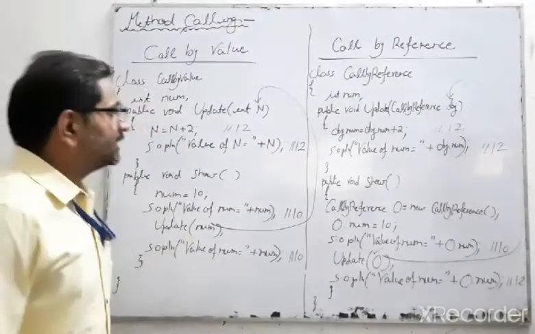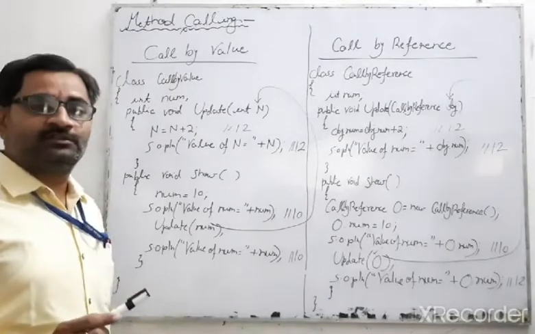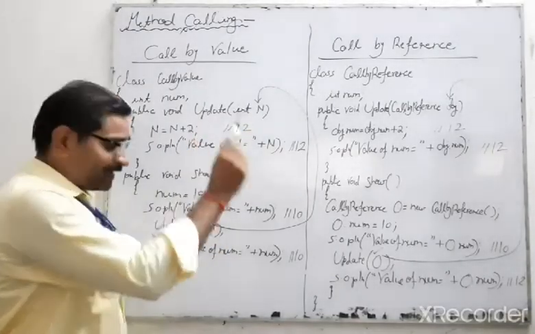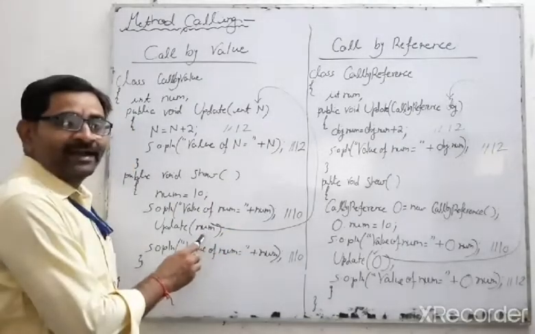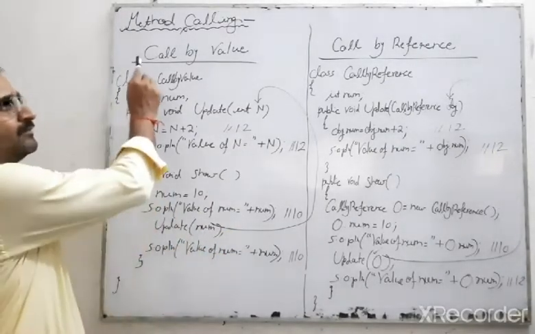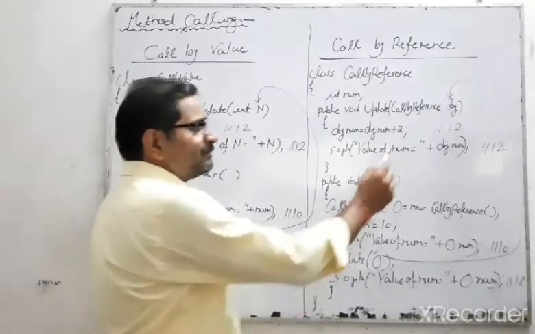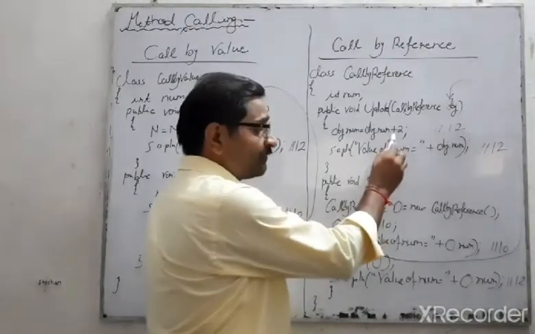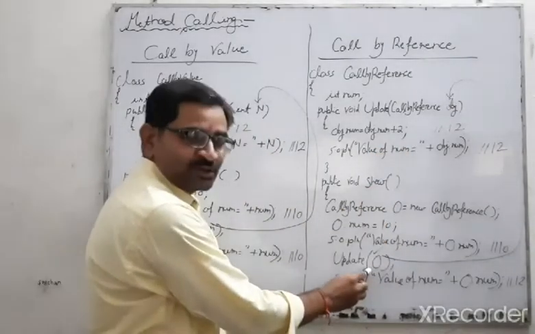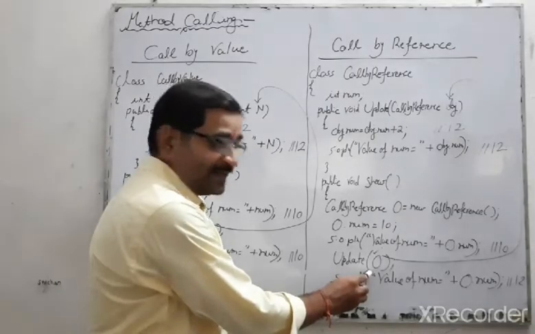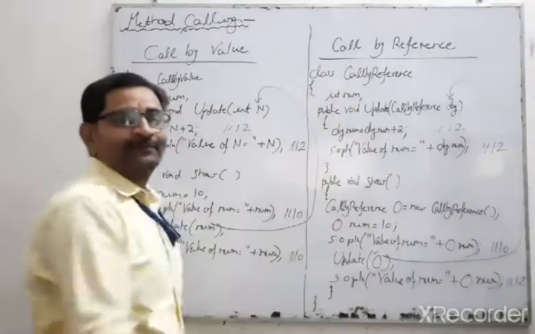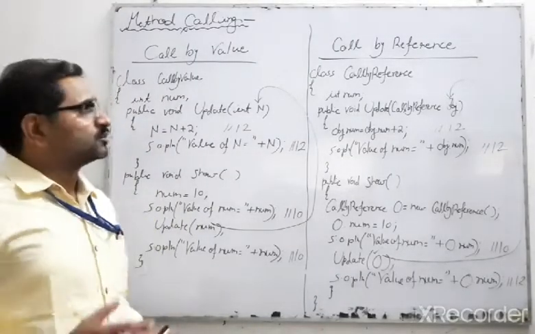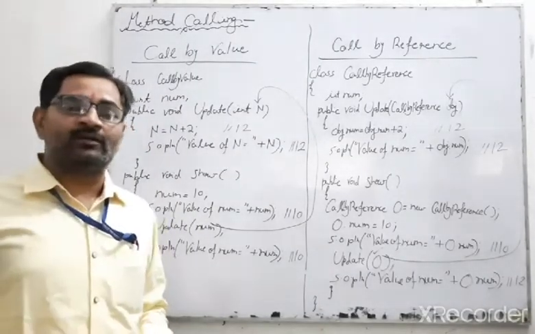So what is the conclusion? The conclusion is, if any kind of change is made in the formal argument, that will not reflect to the actual argument in case of call by value, and when we make any kind of change in the formal parameter, that will reflect to the value of the actual argument in call by reference. So when you talk about method calling, there are two ways, call by value and call by reference.